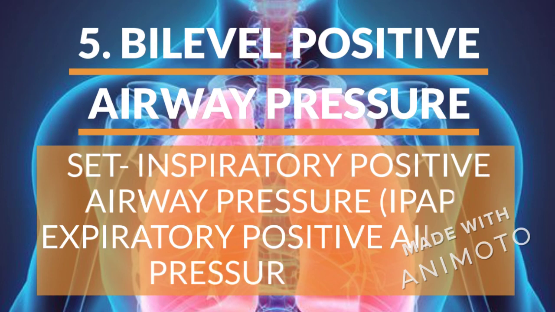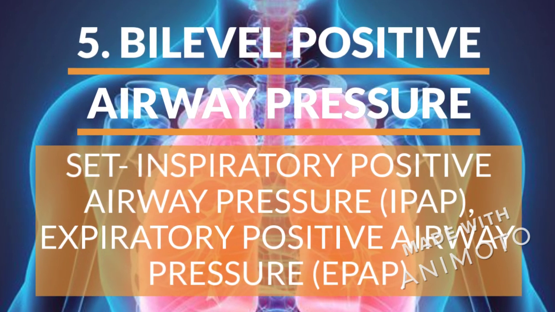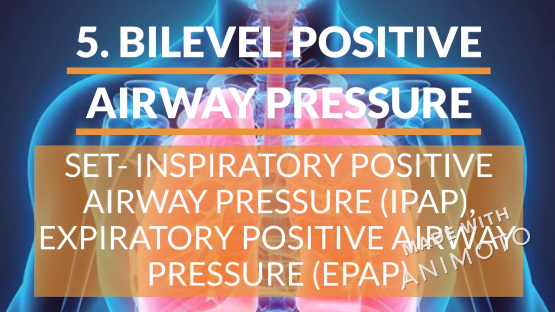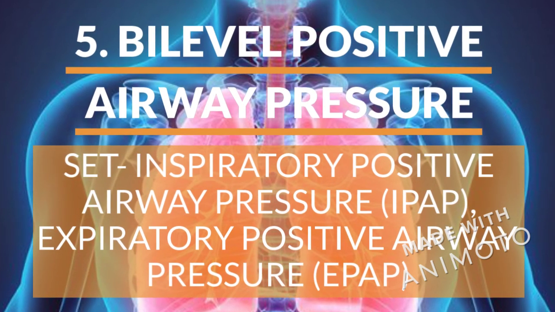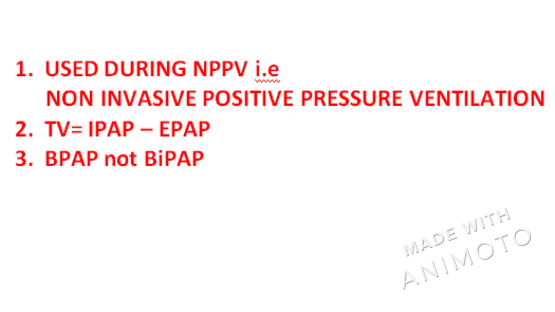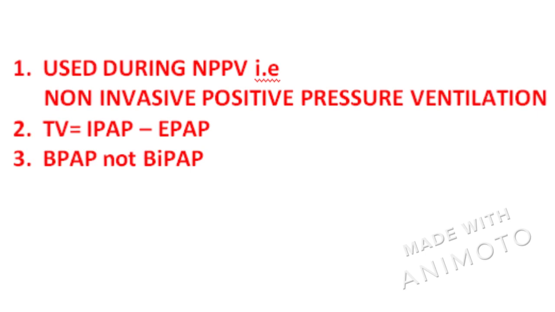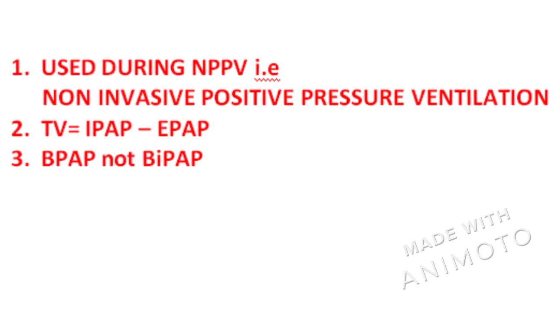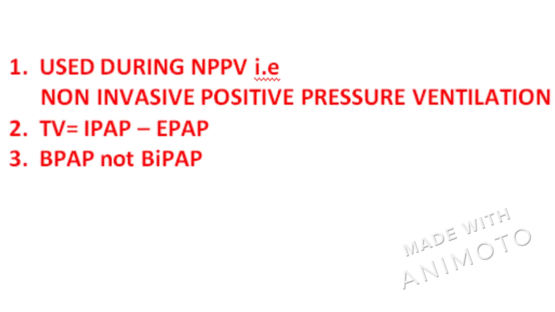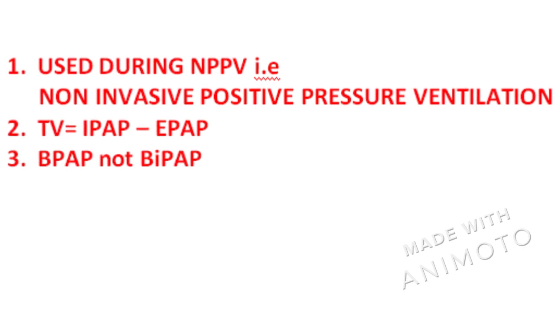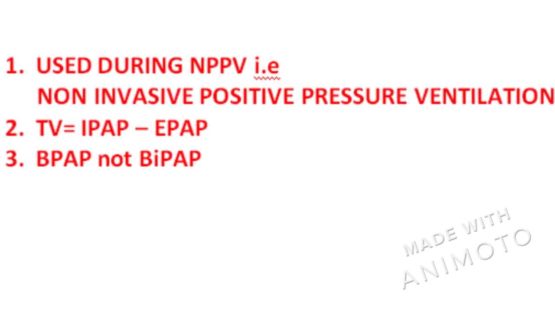The next mode is bilevel positive airway pressure, that is BPAP. In this, the clinician presets the inspiratory positive airway pressure and the expiratory positive airway pressure. It is used during NPPV, that is non-invasive positive pressure ventilation. The tidal volume is the difference between the IPAP and the EPAP. The greater the difference, the greater the tidal volume. One more thing I want to say here is that people usually incorrectly use the term BPAP as BiPAP. BiPAP is a portable ventilator manufacturer. It can also deliver BPAP.